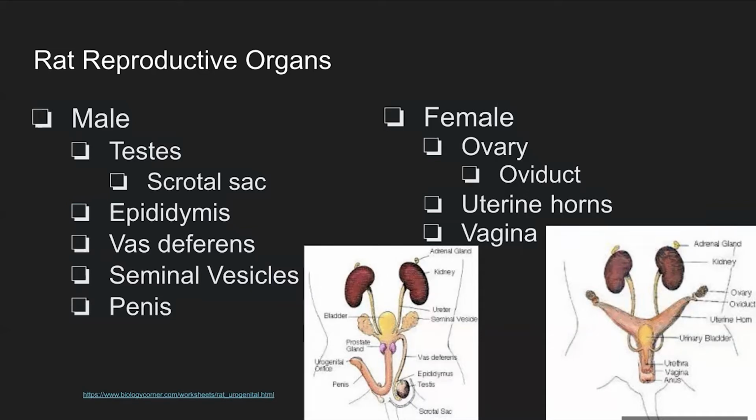This duplex uterus allows the rat to carry multiple embryos and deliver a litter of babies. After gestation, that is where these babies will exit out of the body through the vagina.